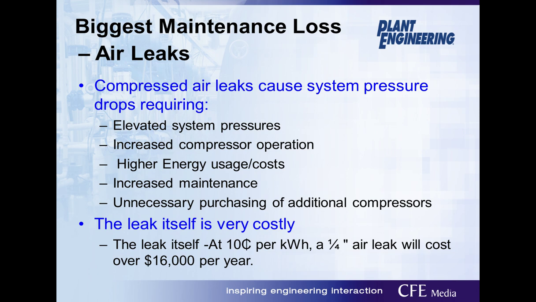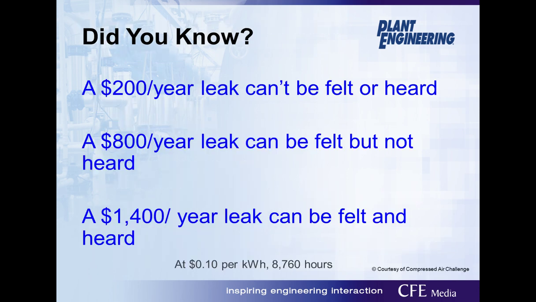And of course, we talked about this a little earlier, but I want to emphasize this. The biggest cost in maintenance is air leaks. Air leaks are huge. We talked about that. Again, it causes pressure drops in the system. Elevated pressures, increased compressor operation, higher energy costs, increased maintenance, unnecessary additional equipment being bought. And then, of course, the leak itself, which you saw earlier, for a quarter-inch leak, it's over $16,000 a year. So air leaks are always a big problem and will continue to be a big problem.